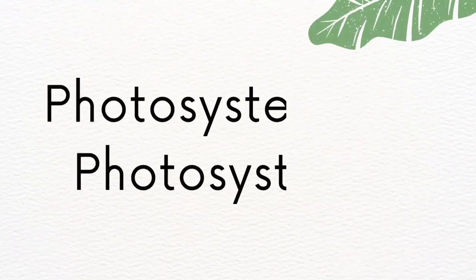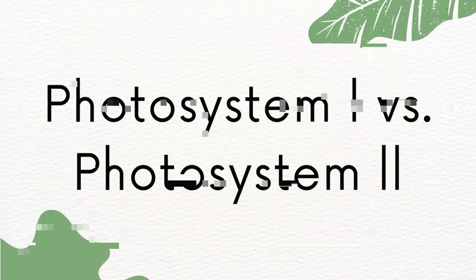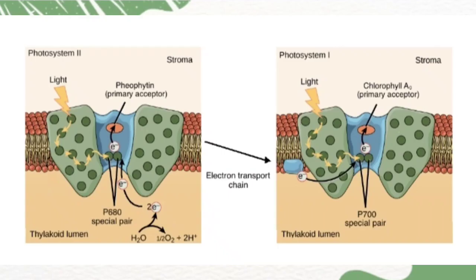Photosystem 1 versus photosystem 2. Special pairs: the chlorophyll a special pairs of the two photosystems absorb different wavelengths of light. The PS1 special pair absorbs best at 700 nm. Because of this, the special pairs are called P680 and P700 respectively.